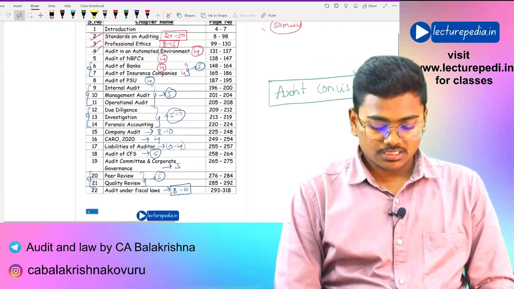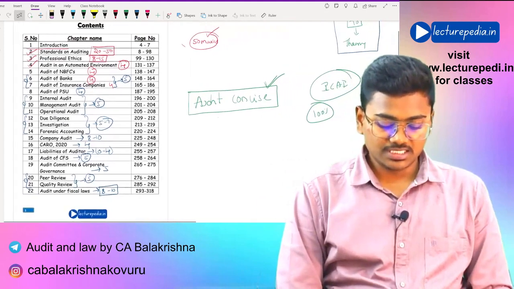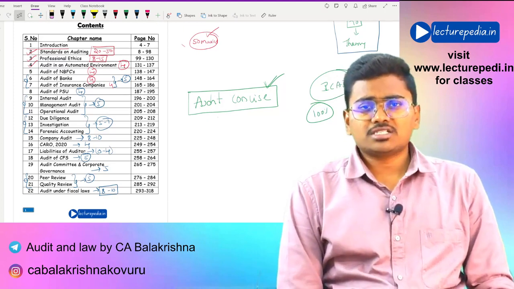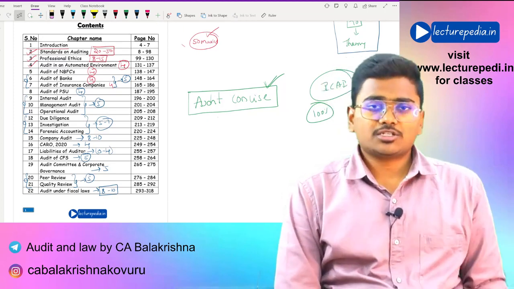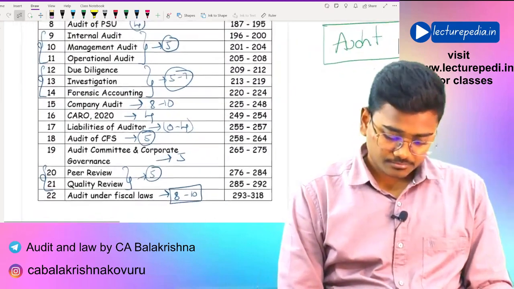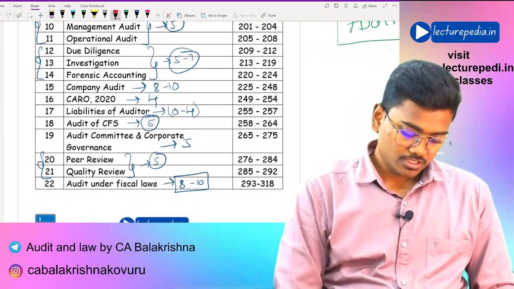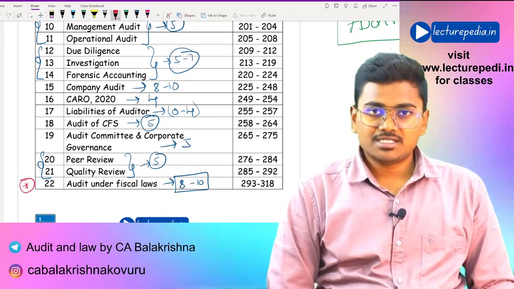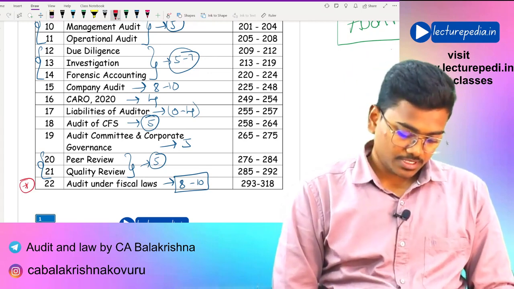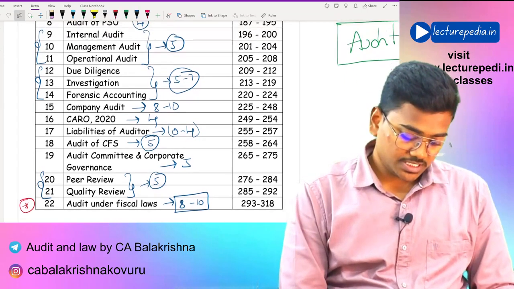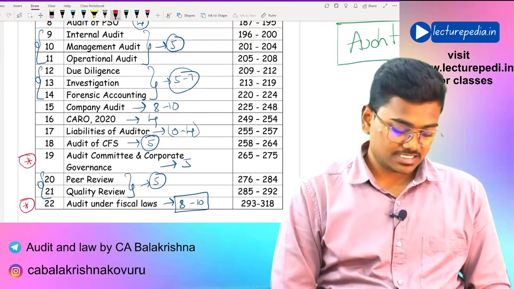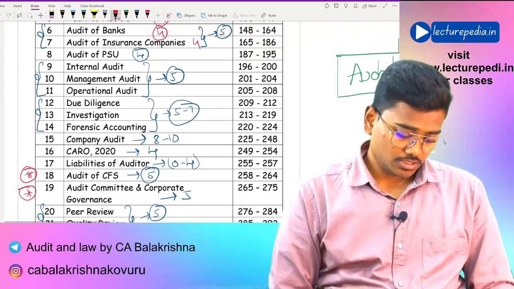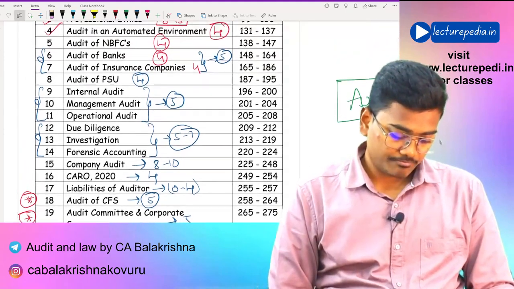This is the weightage of each chapter, and from these chapters there are certain chapters from which the institute will for sure ask a question in every attempt. What are those chapters? From audit of PSU and audit under fiscal laws, you will compulsorily get at least 1 question in every attempt. And from audit committee and corporate governance, you will at least get 1 question. Audit of CFS also you will at least get 1 question. That is for sure. These chapters will be present in the examination.